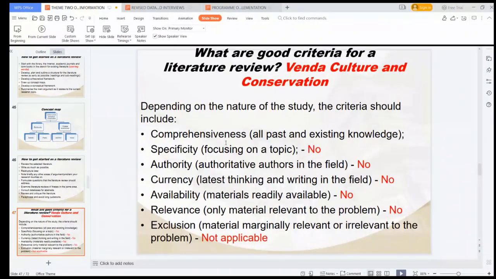Exclusion, material marginally relevant or relevant to the problem. No, this is not applicable because I didn't have to exclude anything, but anything that had something that was relevant to me, I had extracted. And when I've cited, people would even be able to see that those references were not necessarily about nature conservation or environment in the Venda culture.